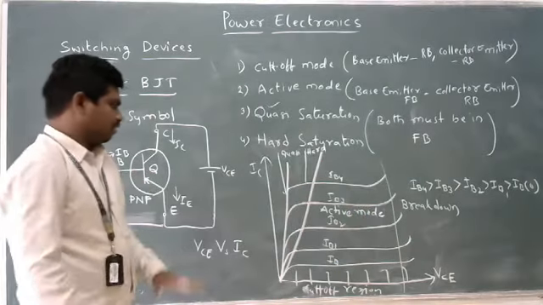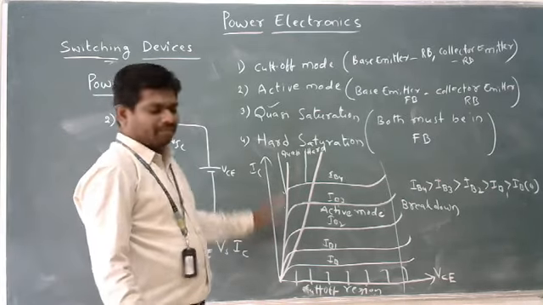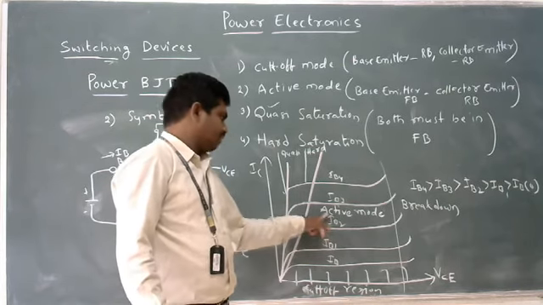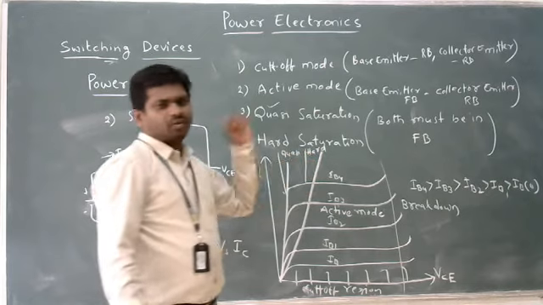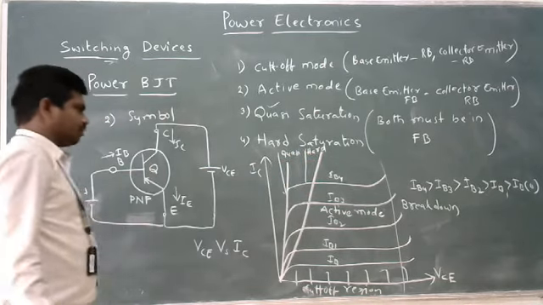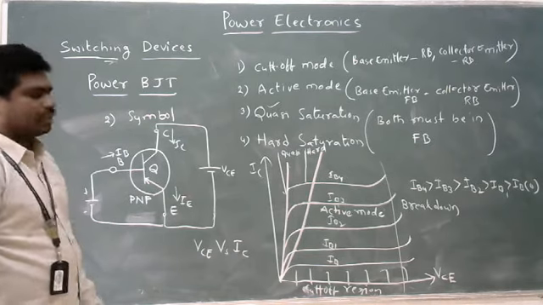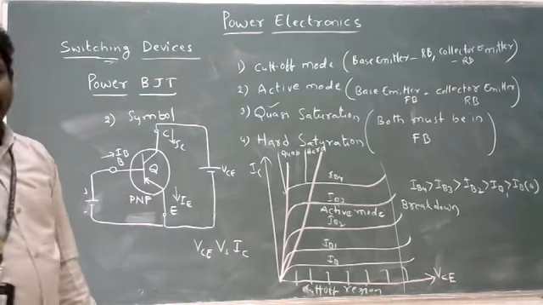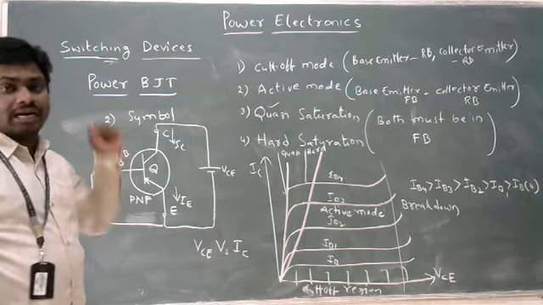Okay, see, so there are four different modes of operation that we got in the VI characteristics. First one is the cutoff region. Second one is the active mode of operation. Third one is the quasi-saturation region, and fourth one is the hard saturation region. Like this. So our BJT output current, the collector current, is controlled by varying the input current, the base current. That's why this BJT is called a current control device.